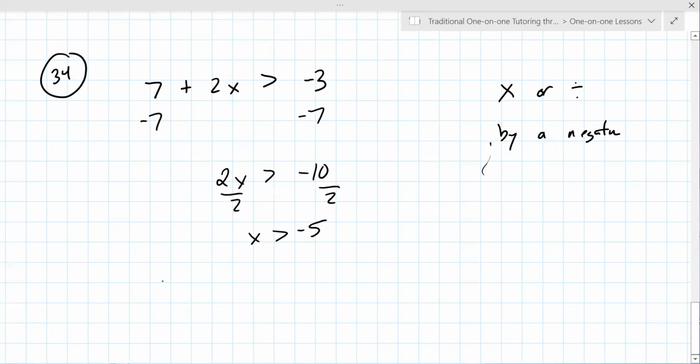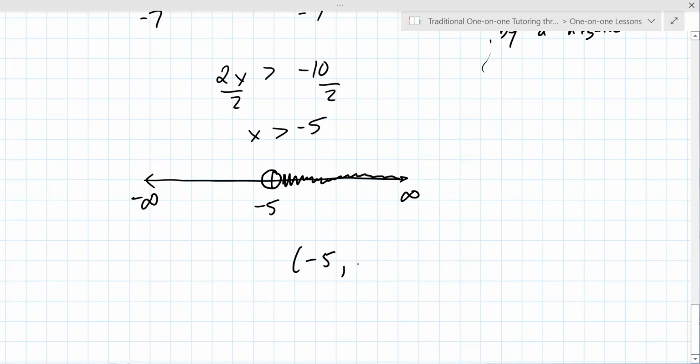On your number line, and you notice I graph these all the same, I put that number right in the middle, an open circle because it's a greater than, and here's infinity, here's negative infinity if we need it. Again, it's saying all the numbers bigger than -5, so all the numbers to the right of -5. That's not too bad because, just like the last problem, it's everything to the right. So in interval notation, that's -5 comma infinity.